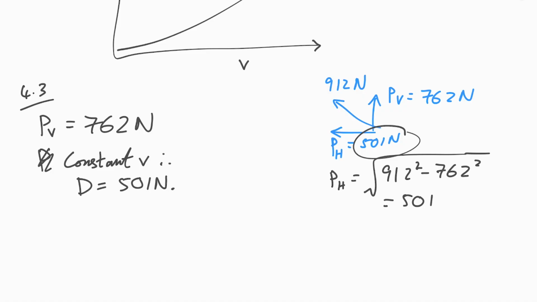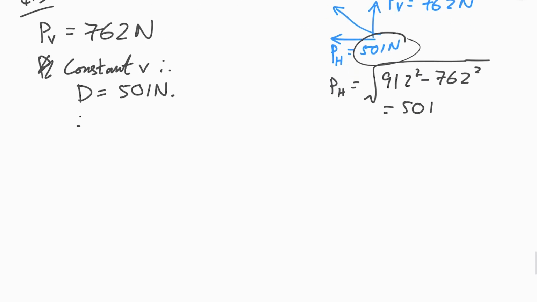Now let's look at our graph. 500, let's just go for 500, and that is bang on 10 meters per second. Therefore, V1 is equal to 10 meters per second. Ugh, what a weird question.